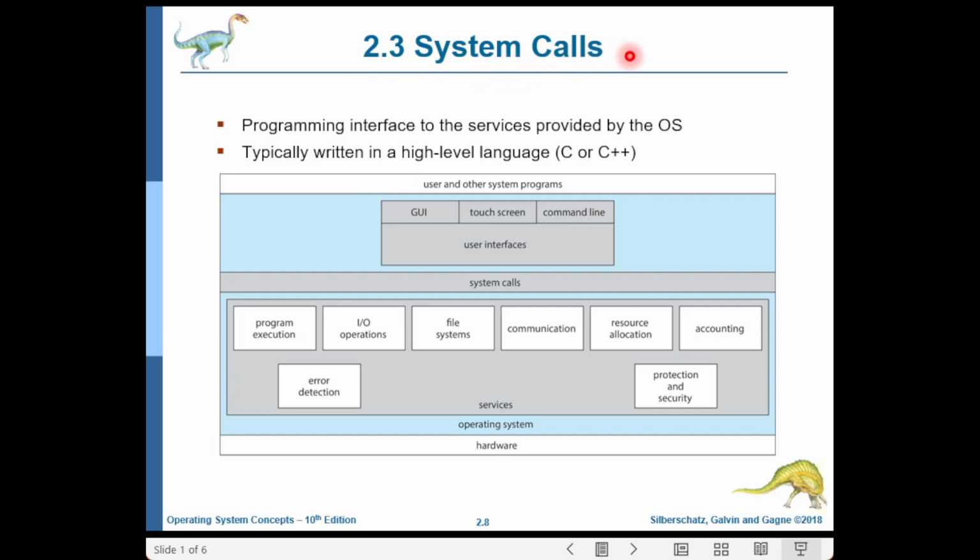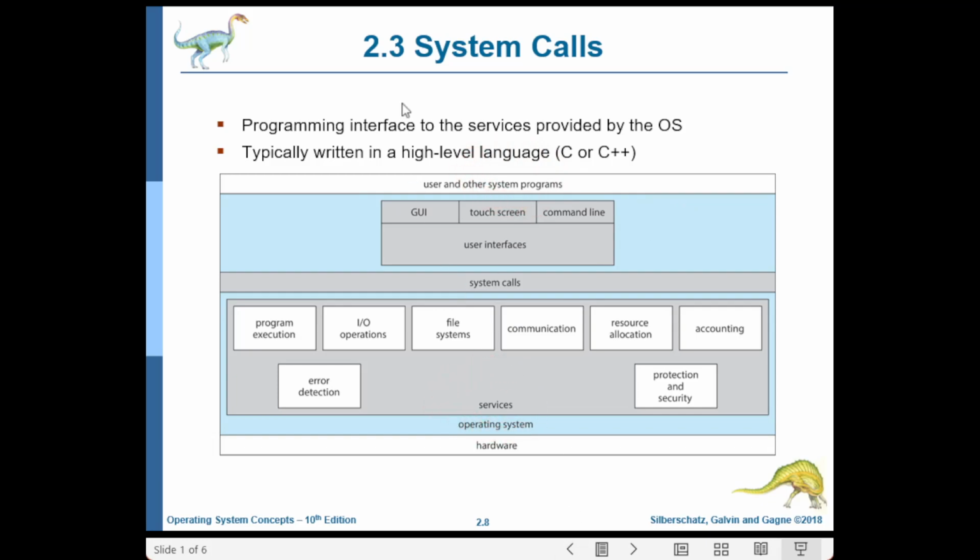So system call, what we have learned in chapter 1, is a software interrupt. It is used by system programs or application programs when they want to request OS services. From this figure we can see that we have the system call interface between the user program and OS services.